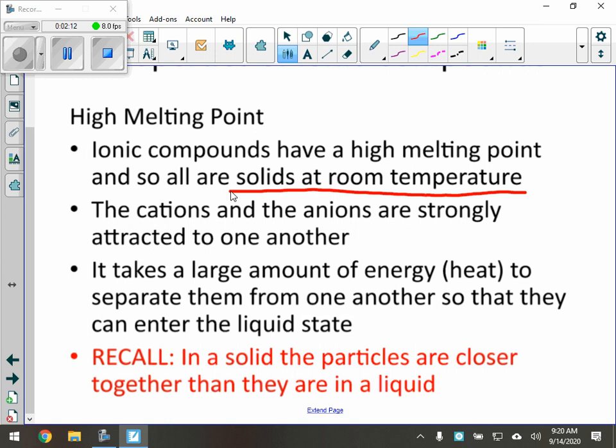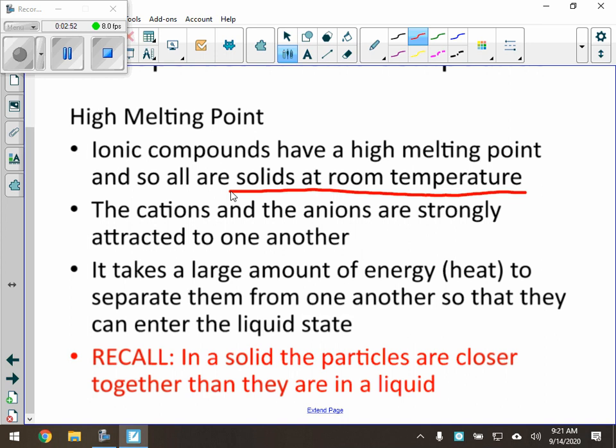The cations and anions are strongly attracted to one another. It takes a large amount of energy or heat to separate them from one another so they can enter the liquid state. In a solid, all the particles are closer together than they are in a liquid, of course. So they're all bound together here. Ionic compounds are always going to be in a solid state. That doesn't mean that a solid has to be ionic. I'm just saying if it's a solid, there's a chance it's going to be ionic. Some molecular compounds are solids as well, but ionic compounds always are solids at room temperature.